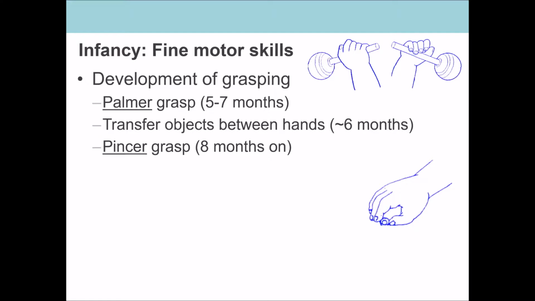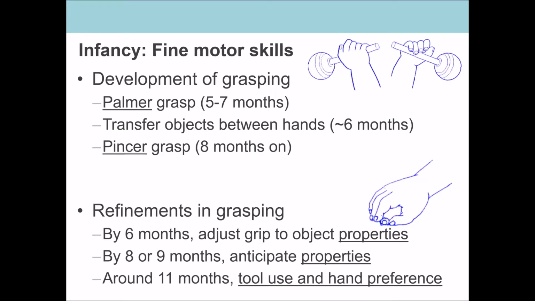At around 6 months of age, they're able to transfer objects from one hand to another. And then at 8 months, they're able to use what's called the pincer grasp, like picking up a Cheerio with just the finger and the thumb. By 6 months, they're able to adjust to the properties of an object. So think about how objects are larger or smaller, how they are squishy or firm. Kids are able to change their grasp according to what that object is like.